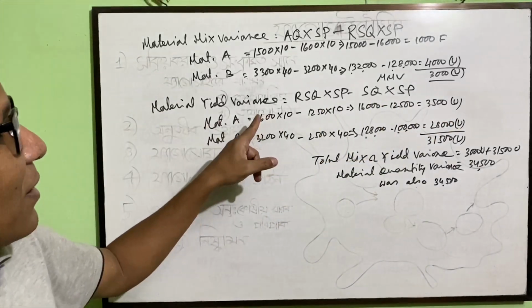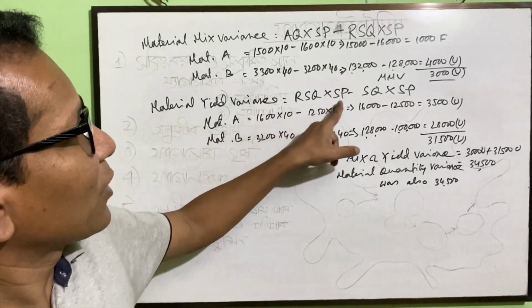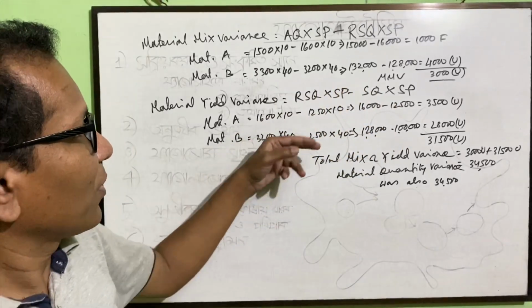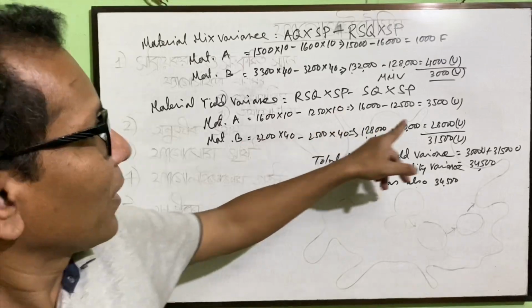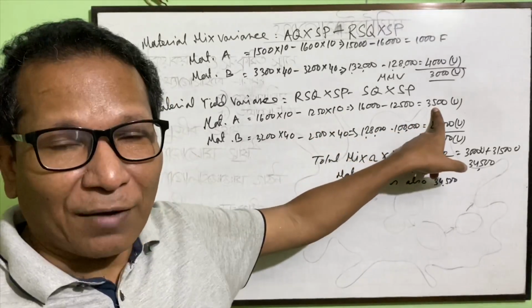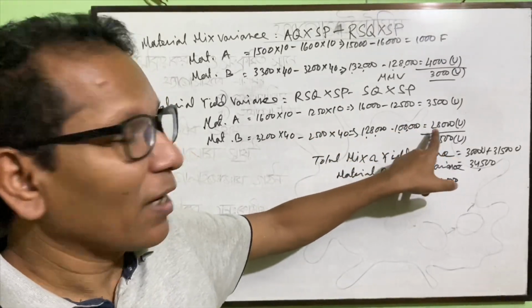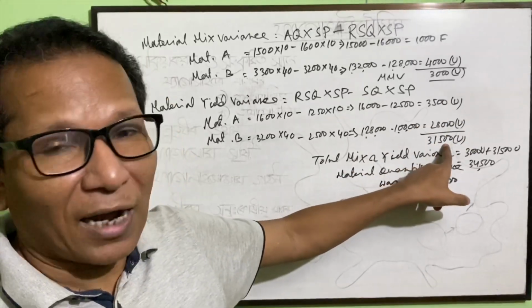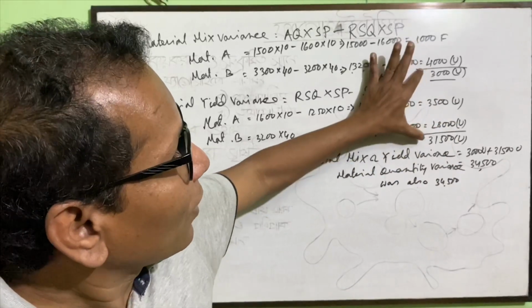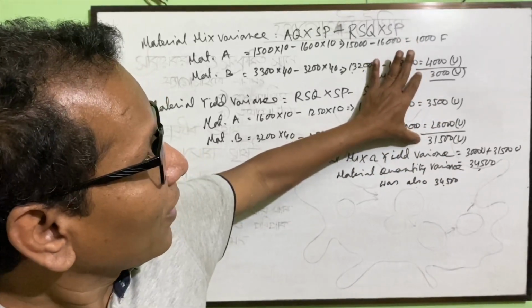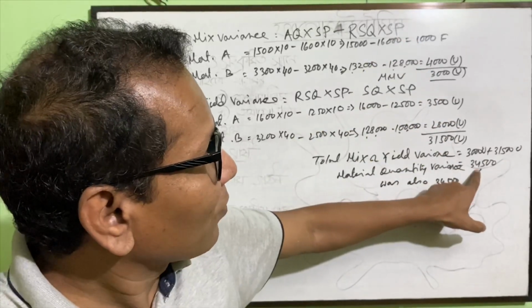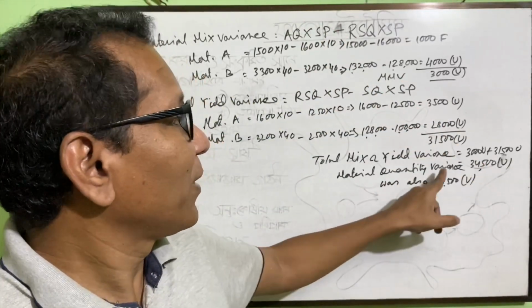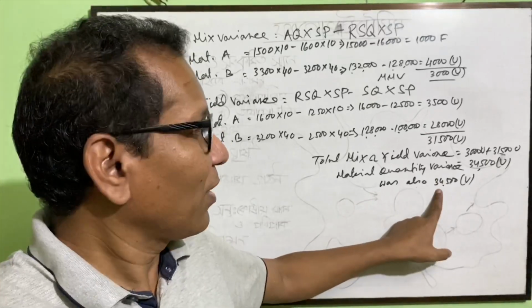Material yield variance is RSQ into SP minus SQ into SP. Putting the information in the formula, we get here 3500 unfavorable variance and here 28,000 unfavorable variance. Total unfavorable variance here is 31,500. These two together stand at 34,500. We calculated earlier that material quantity variance was also 34,500.